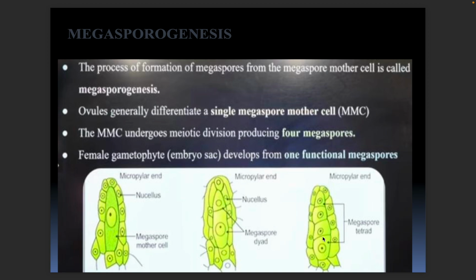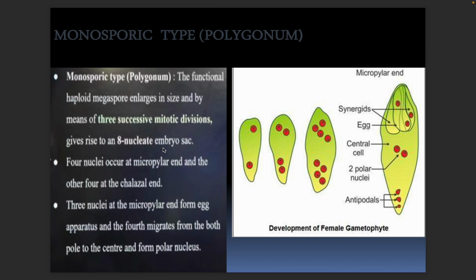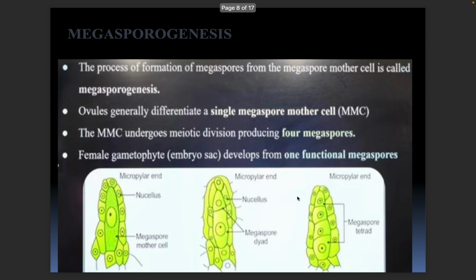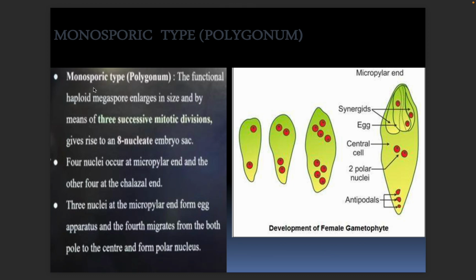In microsporogenesis, all the 4 were having the potential, but here all the 4 do not have the potential. 3 of them will be degenerated. Only one will further form the embryo sac. Now how is this one going to further form the embryo sac? This will further form the embryo sac with the help of mitosis. So when 3 get degenerated and only one has the potential, this kind of development is called monosporic type of development. This is given in NCERT. It is very important.